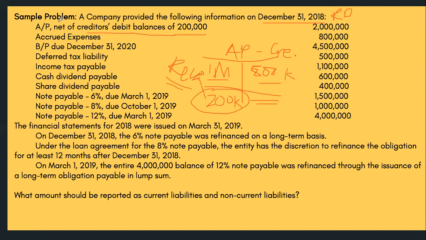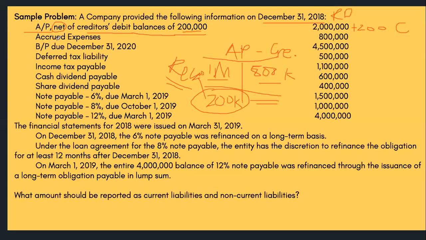But what was done? It was netted. The 200,000 was subtracted from the 2 million, so the asset was subtracted. According to the standard, assets and liabilities must be presented separately. Therefore, we should not net them. So the 2 million was reduced by the 200,000 receivable, so we need to add back the 200,000. That makes 2,200,000. Accounts payable is a current liability.